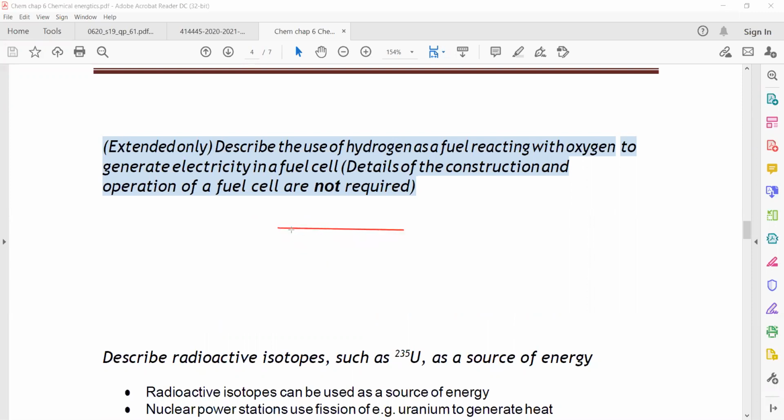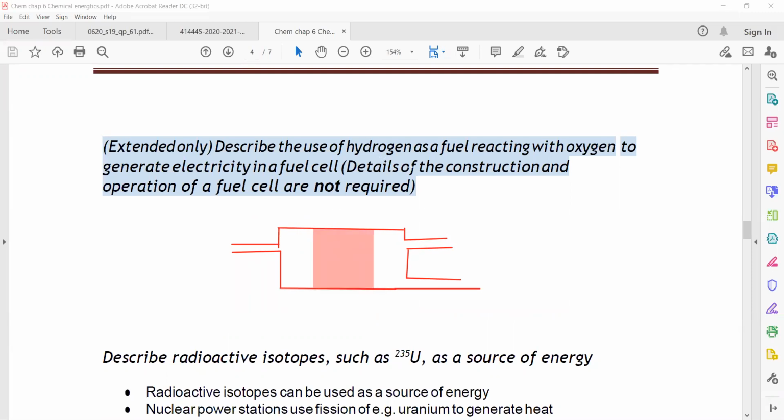For example, if this is a fuel cell, you don't have to learn the working of a fuel cell. The only thing you should know is the overall reaction of the fuel cell, and this can be used as a source of energy.